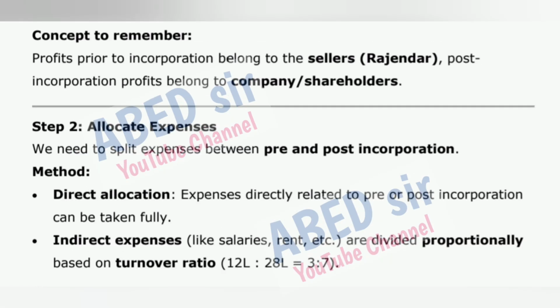Concept to remember. Profits prior to incorporation belong to the sellers, Rajender. Post-incorporation profits belong to company shareholders. Step 2. Allocate expenses. We need to split expenses between pre- and post-incorporation. Method: direct allocation, expenses directly related to pre or post incorporation can be taken fully. Indirect expenses, like salaries, rent, etc., are divided proportionally based on turnover ratio, 12L:28L is equal to 3:7.